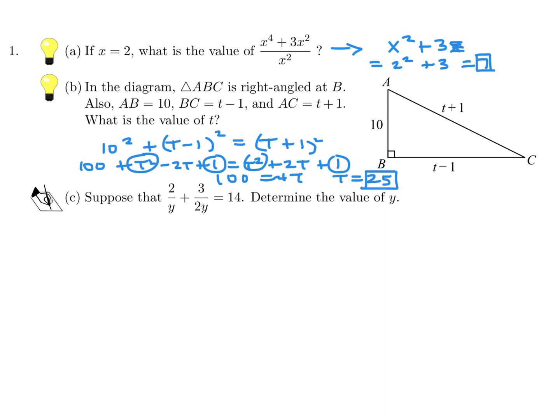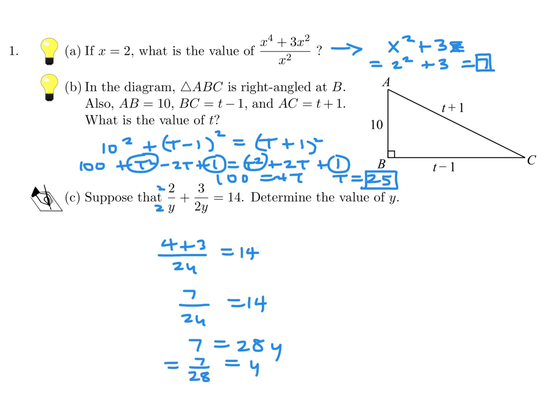Suppose that 2 over y plus 3 over 2y is equal to 14. Determine the value of y. Get a common denominator. I believe that's 2y. So that would be 4 plus 3 over 2y is equal to 14. And that's 7 over 2y is 14. Cross multiply and we get 7 is equal to 28y. And therefore y would be 7 over 28, which reduces to 1 over 4.